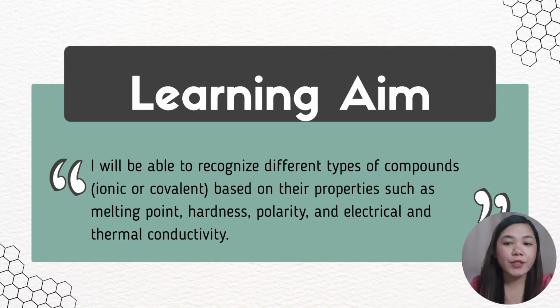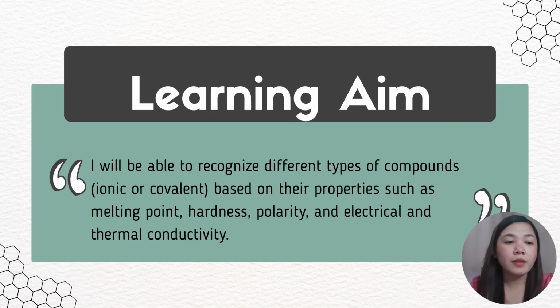In our previous lesson, the video lesson that you have watched, you have understood the main difference between ionic and covalent bond. This time, this will be your learning objective or your learning aim to read. I will be able to recognize the different types of compounds, ionic or covalent, based on their properties such as the melting point, hardness, polarity, electrical, and thermal conductivity.